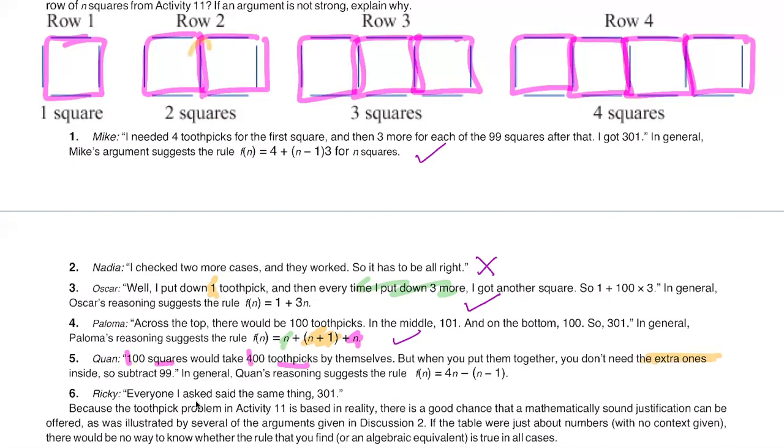The extra ones come right here where we have overlaps going on, where I'm circling orange. In the first square picture, I didn't circle any. In the second, I circled 1. In the third, I circled 2 overlap extra spots. In the fourth, I circled 3. We saw this before. n minus 1 makes sense here for those extra ones. Kwan's reasoning is lovely.